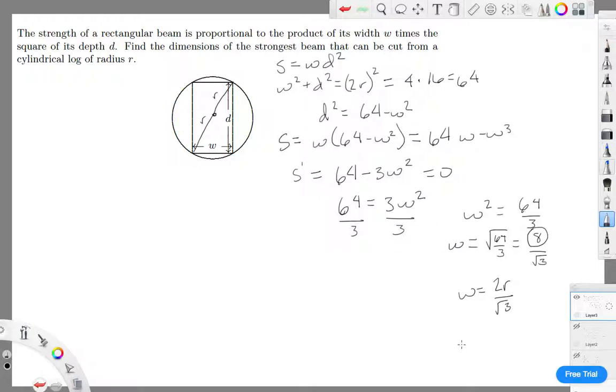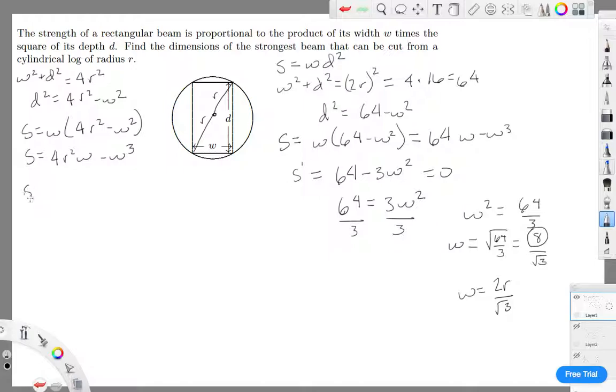And then we can easily find d from that. I did this just to illustrate a point. Now let's go back and work this in with r as a letter. So we've got w squared plus d squared is equal to 4r squared, and then d squared is equal to 4r squared minus w squared. So our strength equation then is w times 4r squared minus w squared. And we'll distribute that w. S is equal to 4r squared w minus w cubed.